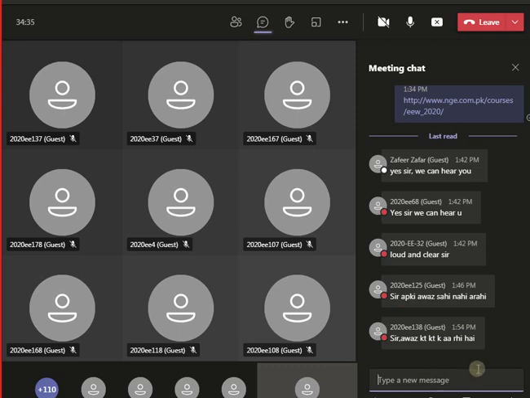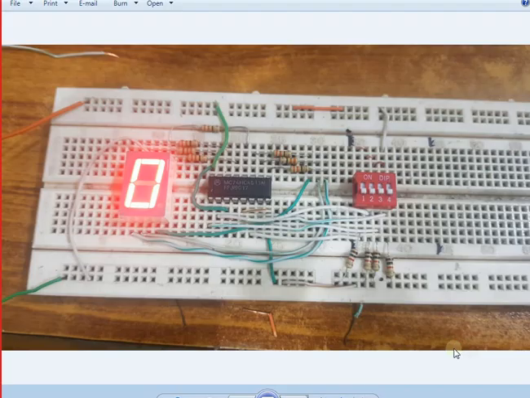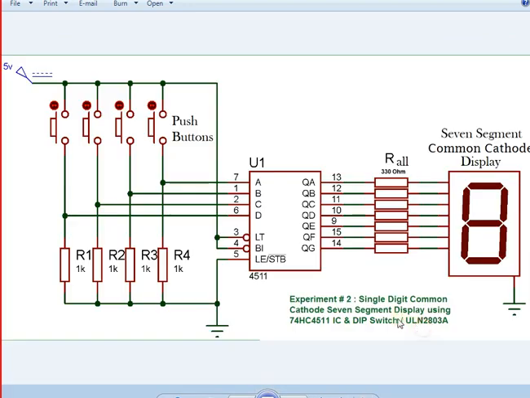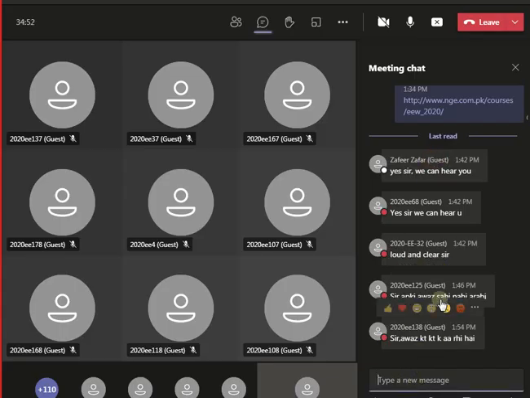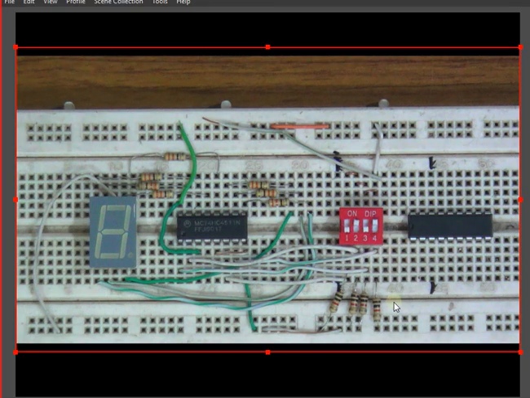Please write down in the conversation window anything about this IC or the 7 segment circuit diagram or this experiment circuit diagram. Anyone, anything. Please write down in the conversation window. So I hope everything is clear from this side.